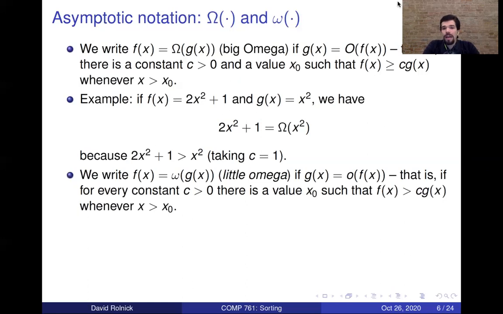We can also write little omega, and little omega is like the opposite of little o, just like big omega was the opposite of big O. And so we write f of x is little omega of g of x if g of x is little o of f of x. That is, if for every constant c greater than 0, there's a value x0 such that f of x is greater than c g of x whenever x is greater than x0. So this is asymptotically strictly greater than. So for example, x squared log x is little omega of x squared.